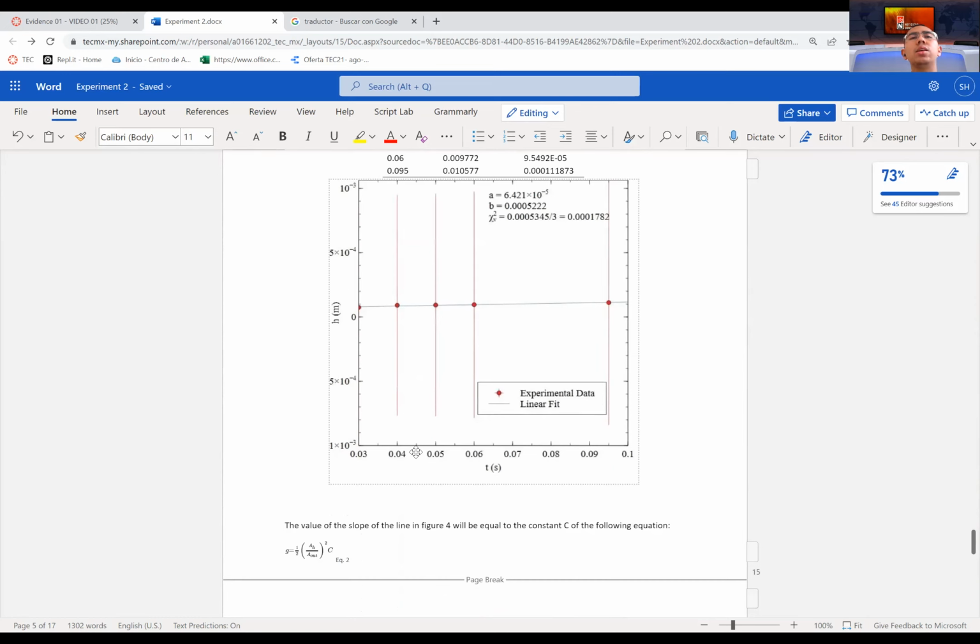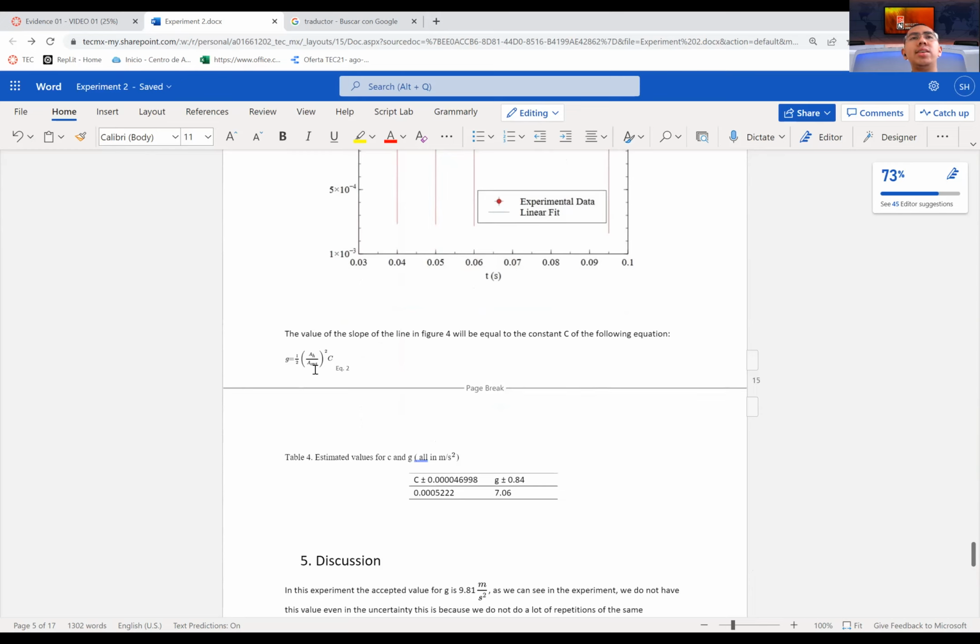The value of the slope of the line in figure 4 will be equal to the constant c of the following equation. So right here, p that is equal to 0.005222 will be c in this equation. So right here in table 4 we have the value of c with its standard deviation, and we have g with its standard deviation, where g with our experimental result is 7.06.